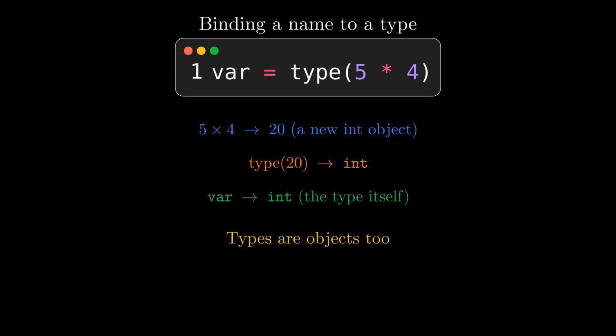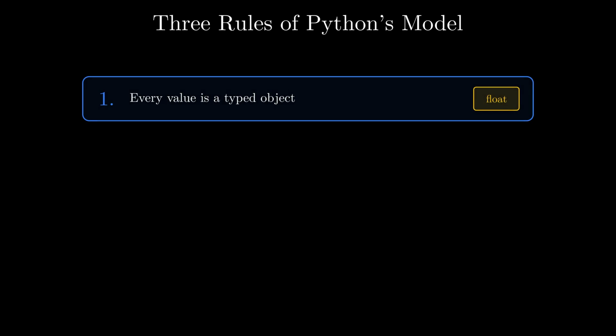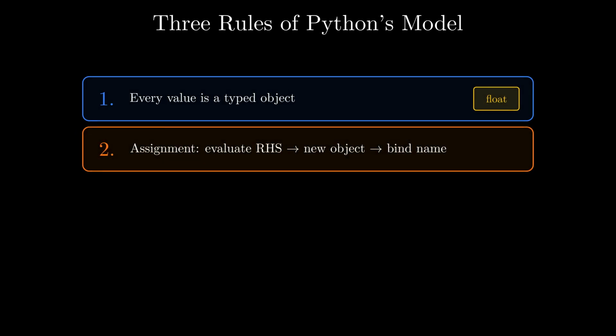Types are objects too. This is why Python feels uniform. Numbers, results of expressions, even types all follow the same rule. Everything is an object, and any name can point to any of them. Three rules summarize Python's model. Every value is a typed object, and the type defines valid operations.